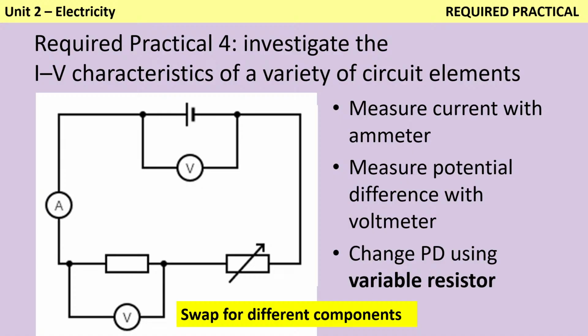This could be an ohmic conductor, in other words, a wire or a resistor at constant temperature, or it could be a filament bulb or a diode. You might be asked to draw a circuit that would allow you to complete this practical. Again, it's really important that the ammeter is in series and the voltmeter is in parallel. You could change the potential difference by using a power pack and changing it on there, but the other thing that you can do is to include a variable resistor within the circuit. And then as you increase the potential difference across that resistor, you're going to decrease the potential difference across the other component that you're examining.